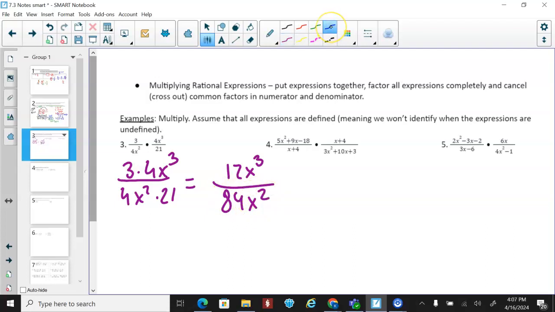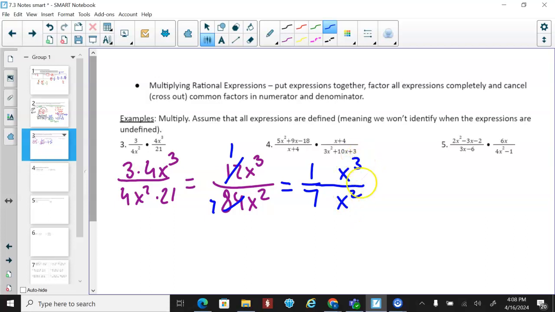Now, remember that numbers go with numbers and variables like x's go with x's, z's go with z's, and y's go with y's, right? So we can simplify 12 and 84 divided by 12. So 12 by 12, it's 1. 84 by 12, it's 7. So let me rewrite that just to make it a step easier for those students that need a little bit more steps to understand.